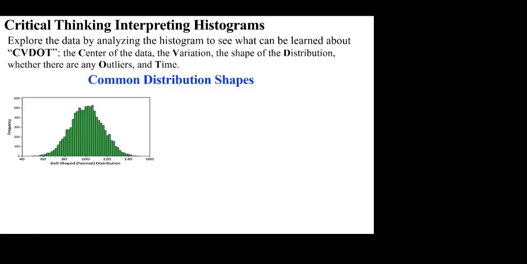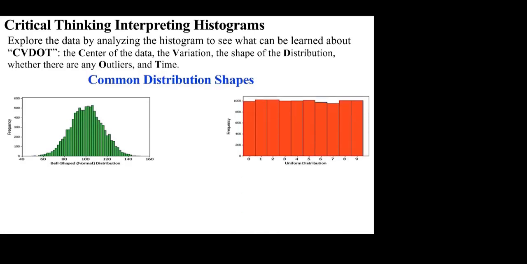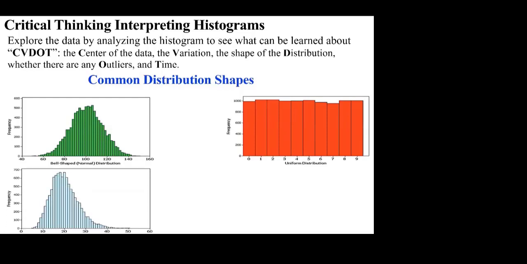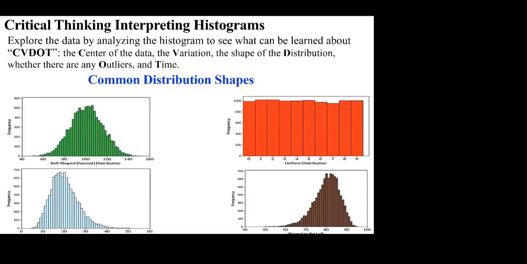Something that is bell-shaped, also known as normal distribution. A uniform distribution, the heights are the same or almost the same. Skewed to the right or positively skewed, or skewed to the left or negatively skewed. Again, those are just the shapes. I think most everybody is comfortable with this and remembers this stuff.